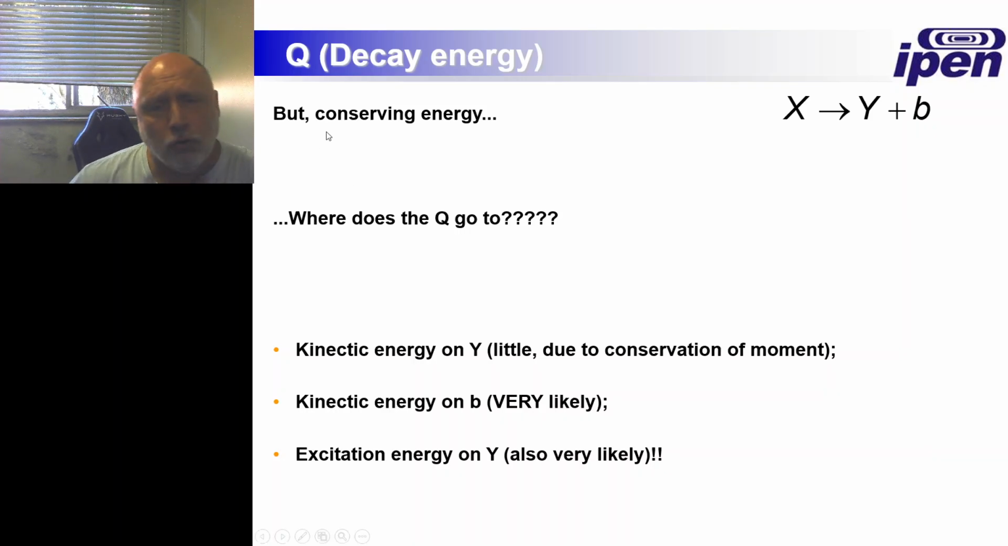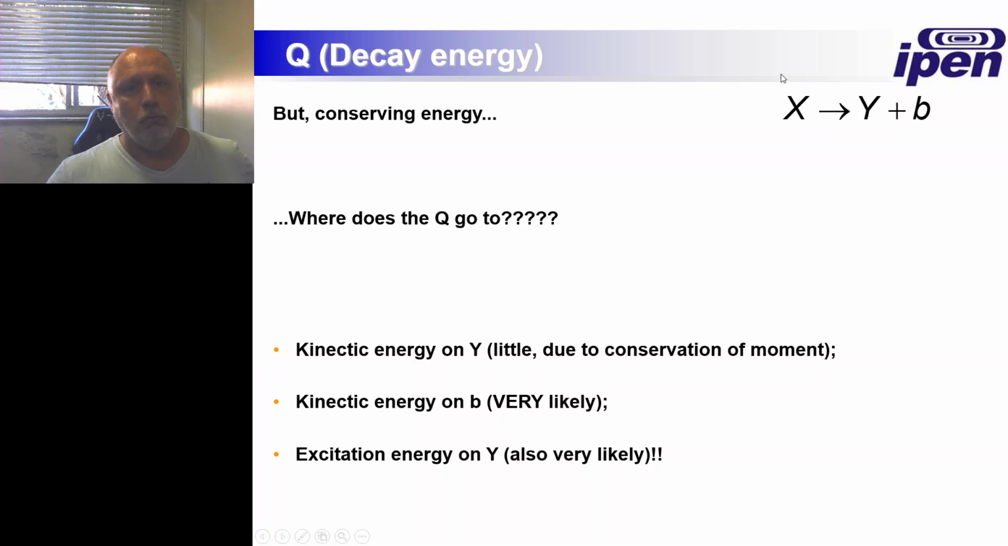Now, we're conserving energy, right? This is one of the basic things of the universe. Energy conserves. So we have an X here, and it decays. And I've already said that when it decays, it releases energy. But now, conserving energy, where does this energy go? We have released, I don't know how many mega electron volts. Where does this go, right?